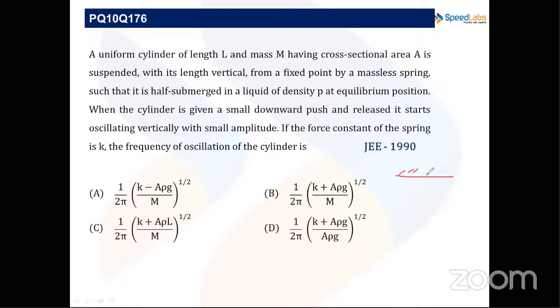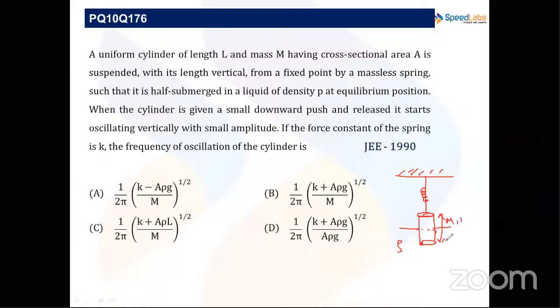So this is the roof. Let's suspend it here, and there is a spring. Then half of the cylinder, cross-sectional area is A, is already submerged in the water. So basically the buoyant force and the spring force kx naught, initially it is already stretched to a certain position, they are balancing mg. Now here the density is rho, mass m, length l. Okay.